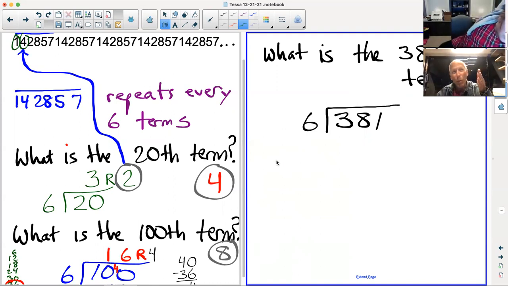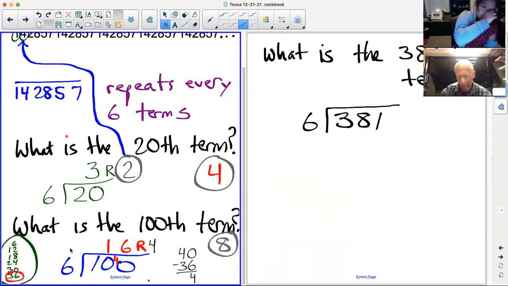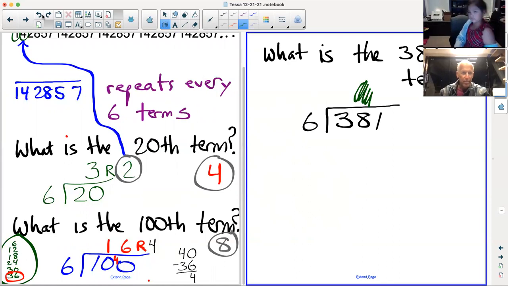And then when you take that away from 38, what do you get? Oh, and by the way, Tessa, do you notice that we listed the multiples of 6 over here? That may be helpful to you. Oh, it's 36. Yeah, but how many? 6. What's the remainder?